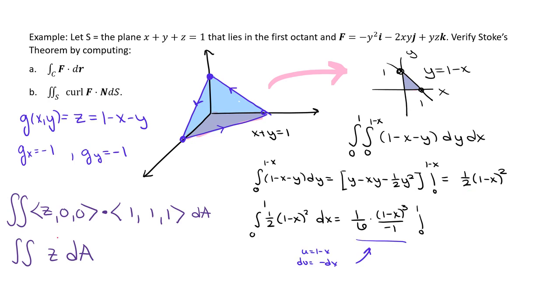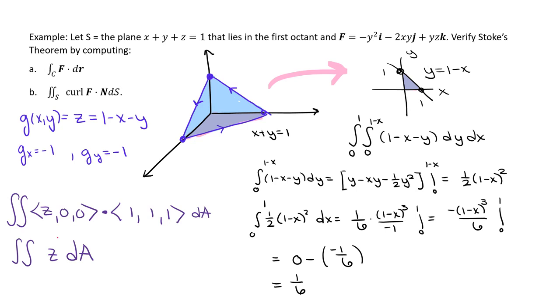All right, so now we are going to integrate our 1/2 (1 minus x) squared with respect to x. Rather than expanding it, I used a u substitution, and I ended up getting 1/6 (1 minus x) cubed divided by -1.